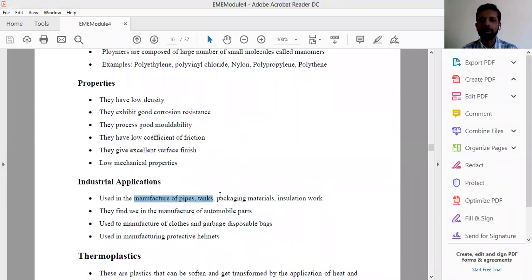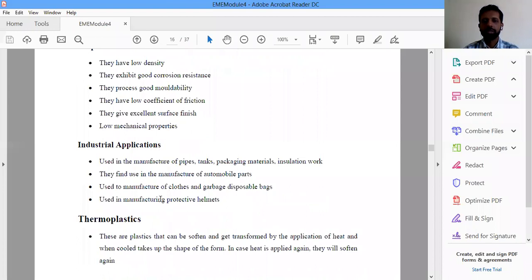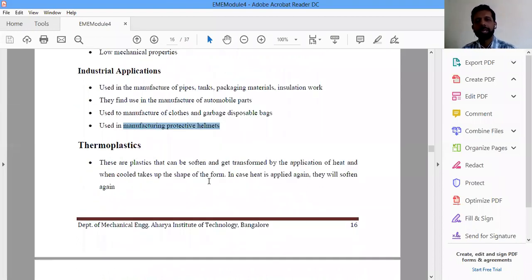Okay, some of the automobile parts have also been made up of these polymers, used in the cloth industries, because some materials are made up of nylon, and for protective helmets and other things it is also being used. So the two major classifications of polymers are the thermoplastics and the thermosets.